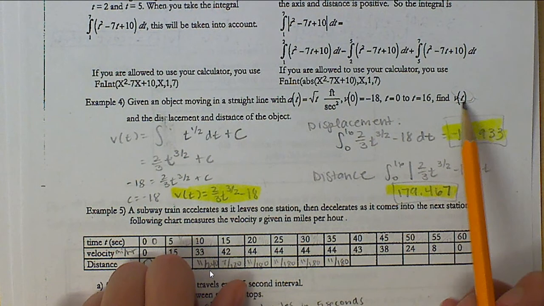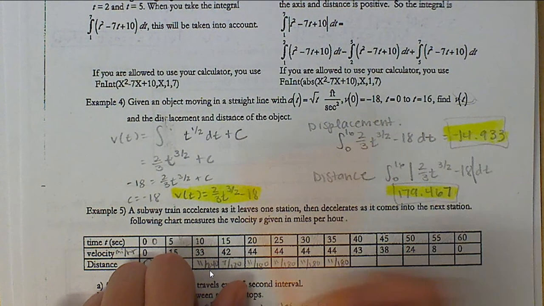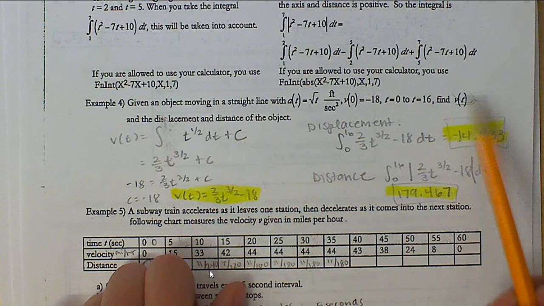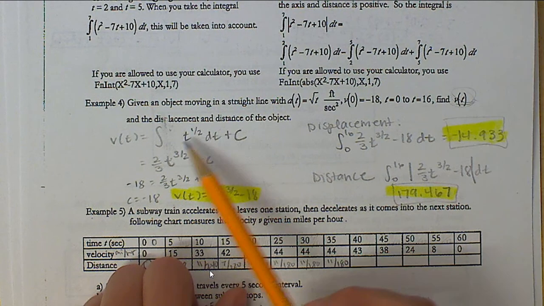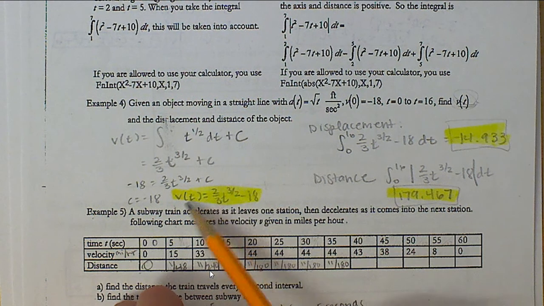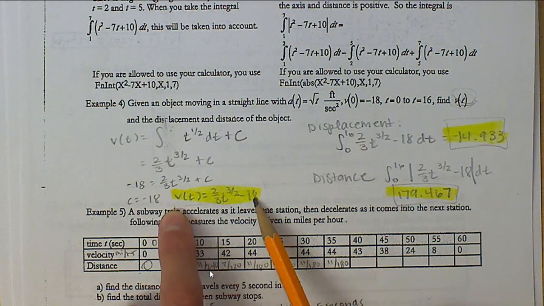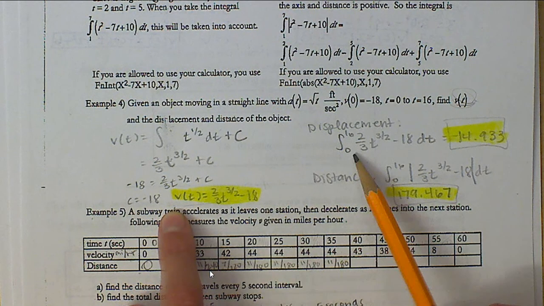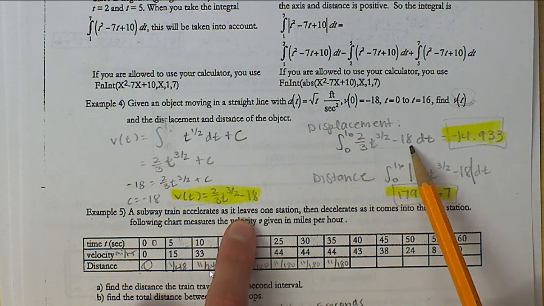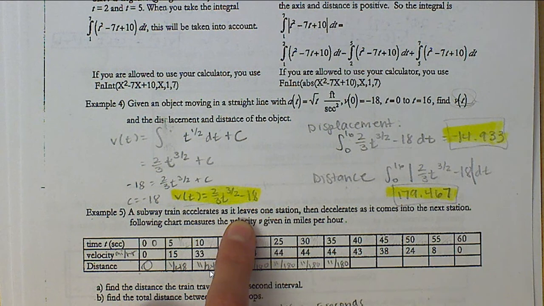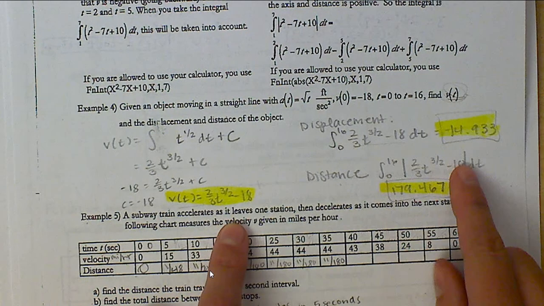And so I do not want to plug in 0 to 16 on my integral because that would give me the value at 16. I'm just looking for the general v of t. So take the antiderivative and use the point that it gives me, so 0, negative 18, to get this velocity equation. And then displacement, I go from 0 to 16 of my velocity. Distance, 0 to 16 of the absolute value of the velocity. Use a calculator on this. I do not think that you would have to do this type of algebra without a calculator.